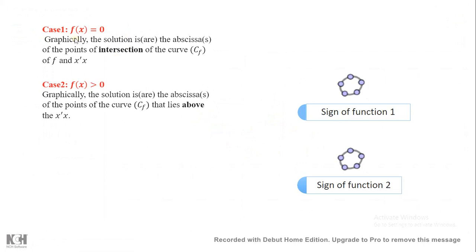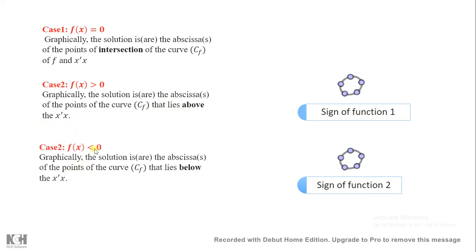So the summary of these three cases: f of x equals 0, graphically the solutions are the abscissas of the points of intersection of the curve CF of f and x prime of x, the intersection between them. F of x greater than 0, graphically the solutions are the abscissas of the points of the curve CF that lie above the x-axis. The third case, where we have f of x strictly less than 0, graphically the solutions are the abscissas of the points of the curve CF that lie below the x-axis.